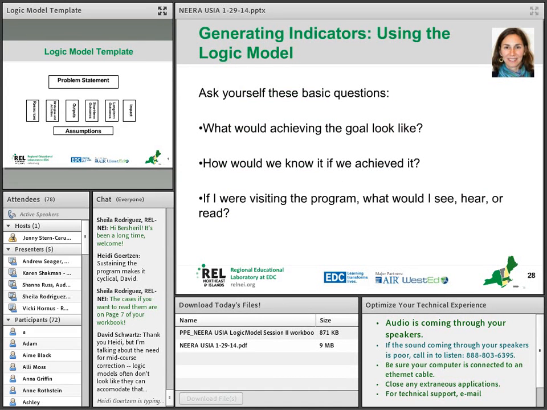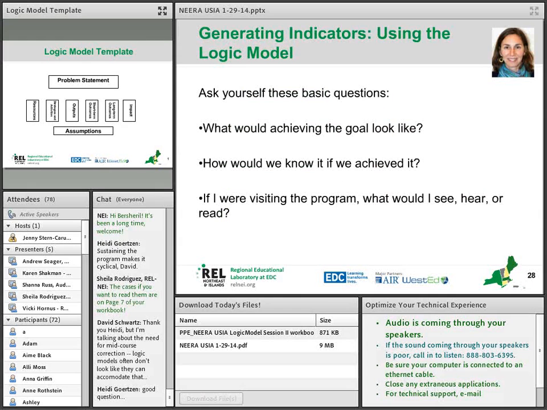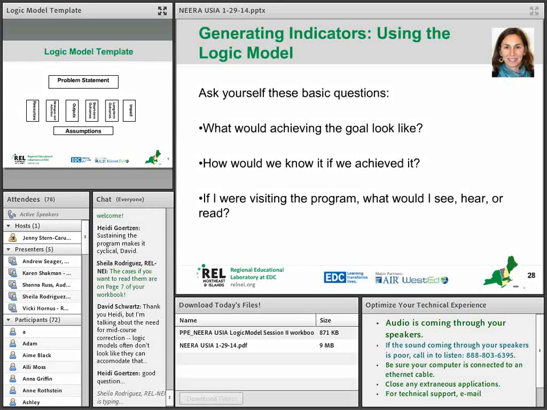So just a few things to think about when you think about generating indicators. Some questions to ask yourself. When generating these indicators, you want to ask yourself some basic questions. How would you know, with the evidence you can collect, that your goal has been reached? What would be our benchmarks or parameters for success?